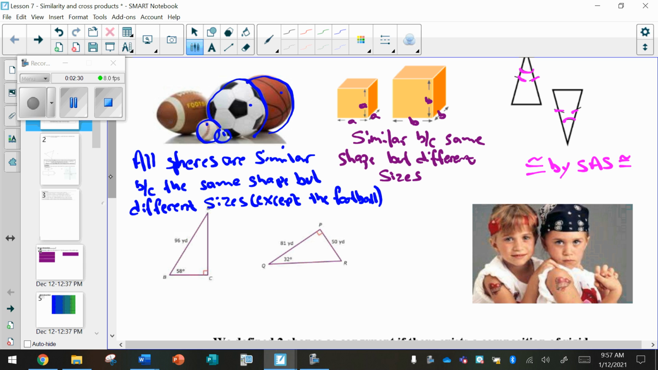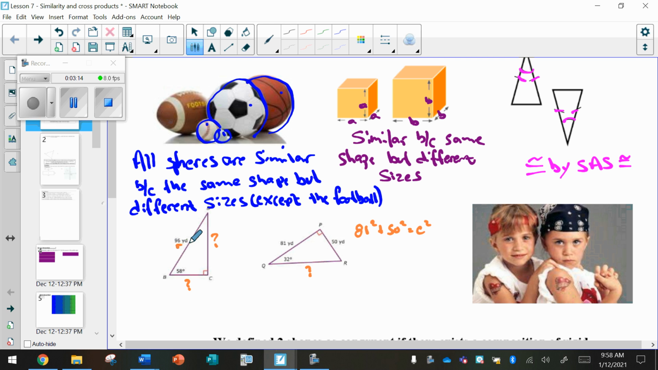Our two right triangles down here. In order to tell whether they are similar or congruent, what we need to do is find the missing angle. Right now, I don't have a side length over here to say that it's side angle side, because I don't have this side length as well. There's a couple different ways we could do this. We could find the missing side of the second triangle by Pythagorean theorem. We could do 81 squared plus 50 squared and find c squared and see if it equals 96. If it does equal 96, then they are congruent by side, side, side. The other option is to find the missing angles.